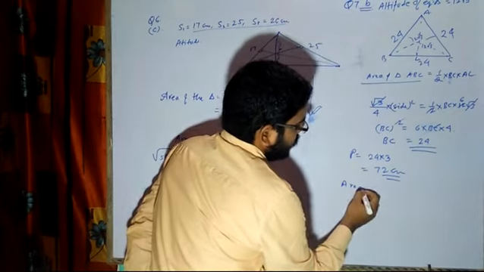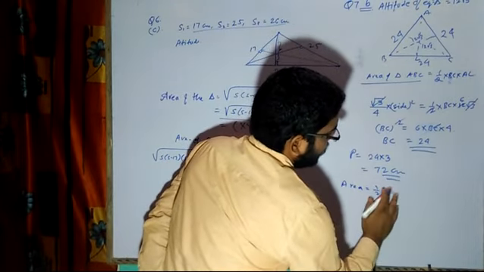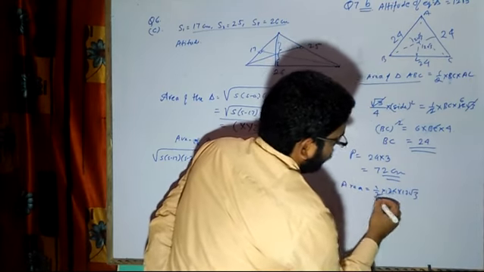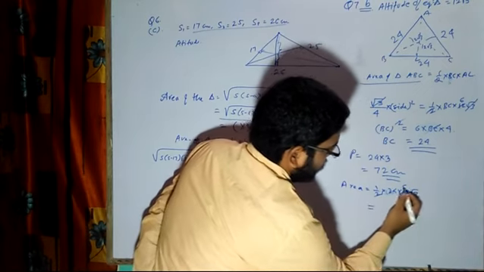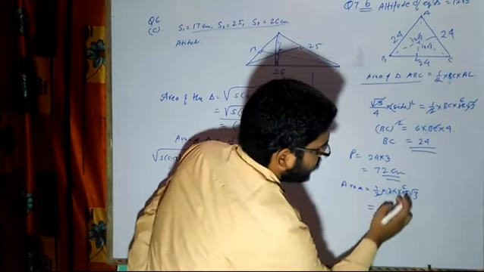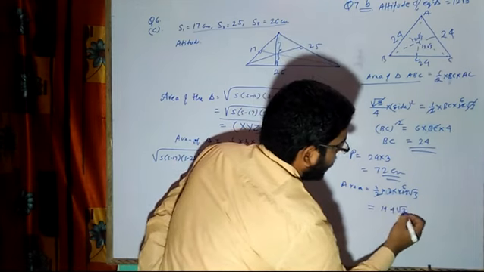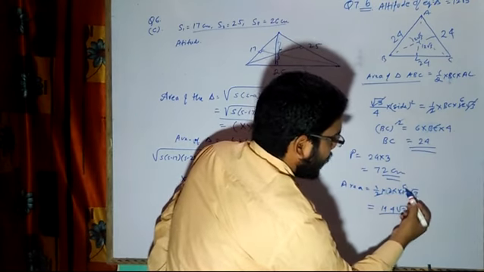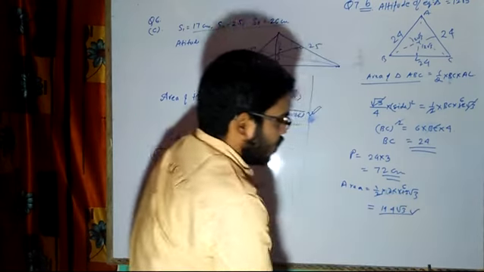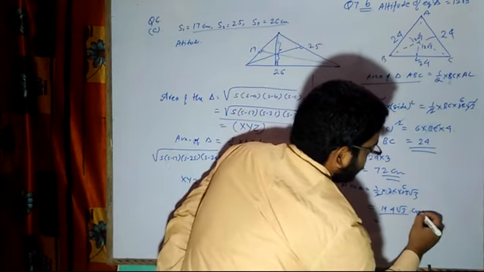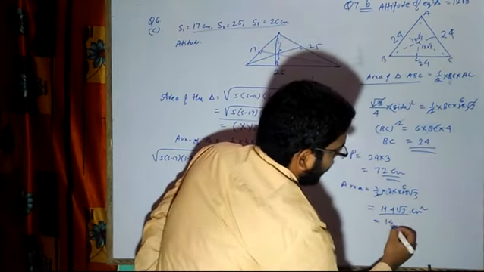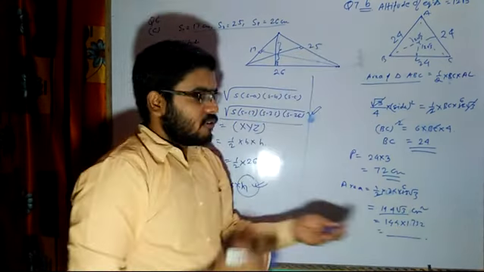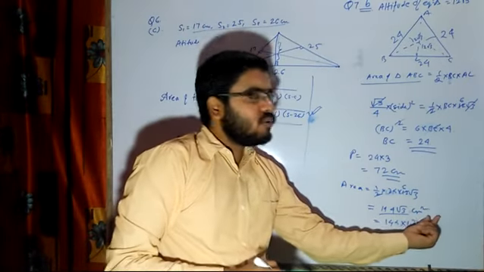Area will be equal to half into 24 into 12 root 3. 2 into 6, 12. Now 6 fours are 24, carry 2, 6 twos are 12, plus 2, 144 root 3. Your answer will be this. Now if you want to convert this into decimal values, you can multiply 144 into 1.732, and then you can get the value of this triangle in decimals, or else you can leave your answer up to here.